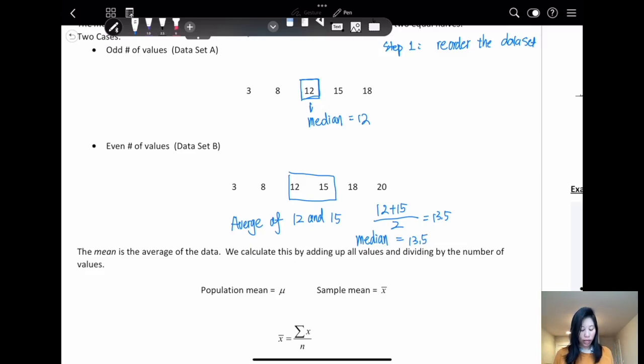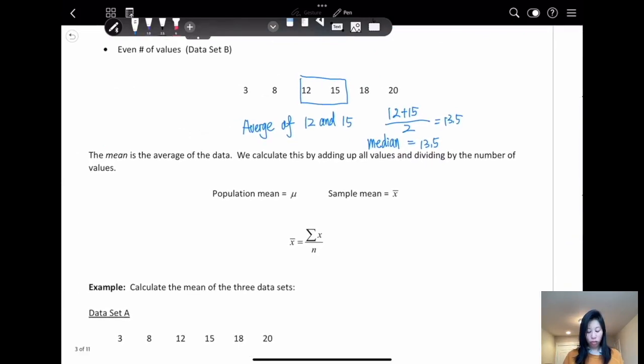Okay, so what's the mean? The mean is the average of the data. We calculate it by adding all the values and dividing by the number of values. For the population mean, we use the symbol mu. For a sample mean, we use X bar. This summation symbol may look really scary, but don't worry about that. It basically means add up, or the sum, of all the data X.